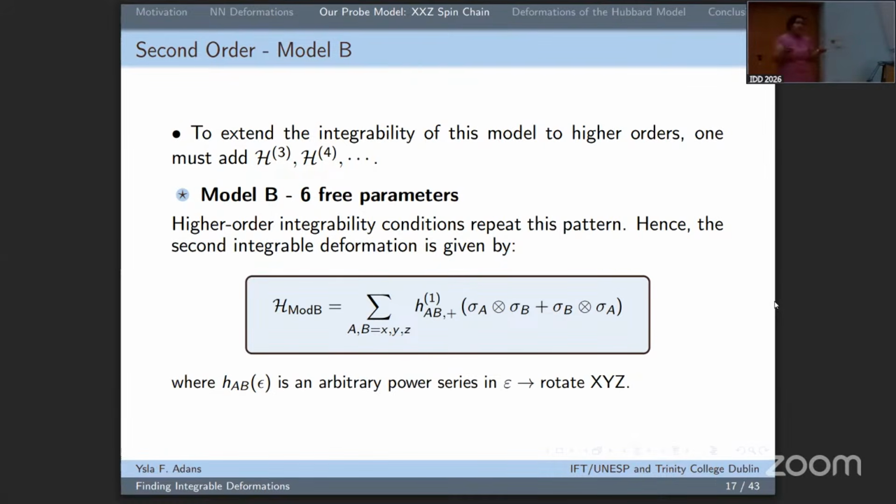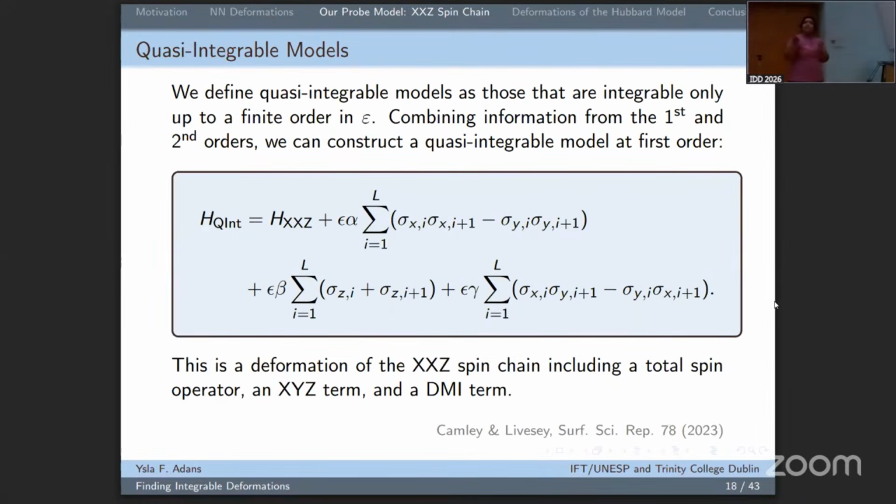So it's good because you have found the deformations, but all of this is known because, as I told you before, 4x4 integrable models have been classified. The new stuff here is this quasi-integrable model.